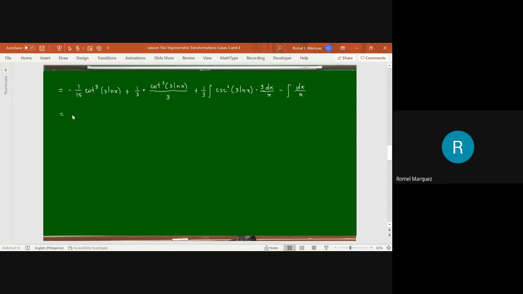So this is equal to negative 1 over 15 cotangent to the fifth of 3 ln x, then plus 1 over 9 cotangent cubed of 3 ln x, plus, what is the integral of cosecant squared u du? Cosecant squared u du, negative cotangent of u. Here u is 3 ln x. Times 1/3. And then the last one, integral of dx over x.